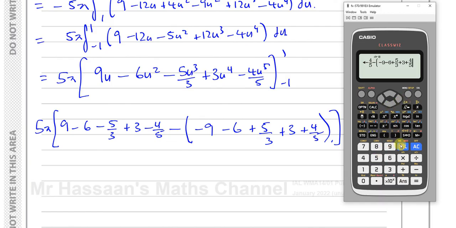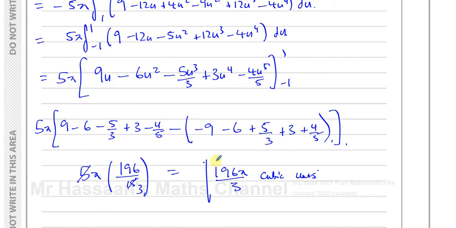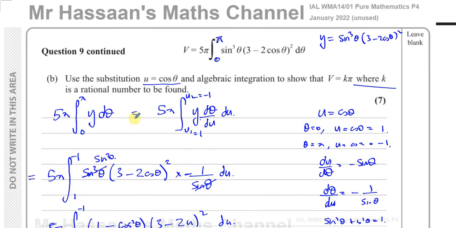And then close that bracket and press equals, and we get 196 over 15. So it's 5 pi times 196 over 15. The 5 cancels with the 15, leaving 3. So you've got 196 pi over 3. This is in cubic units, because it's the volume of revolution. So there's the answer to this question, which is question number 9 from the January 2022 unused paper from P4.